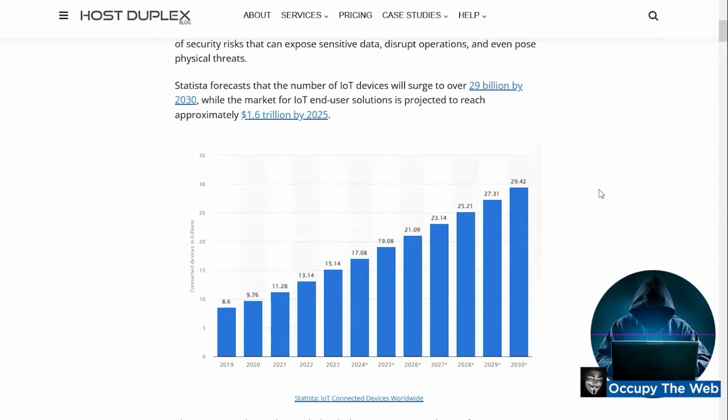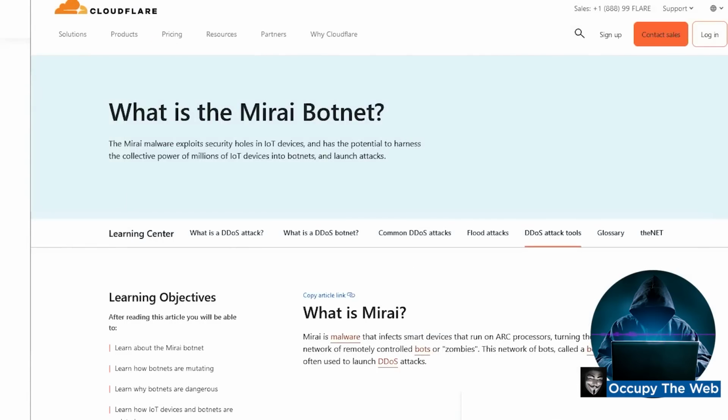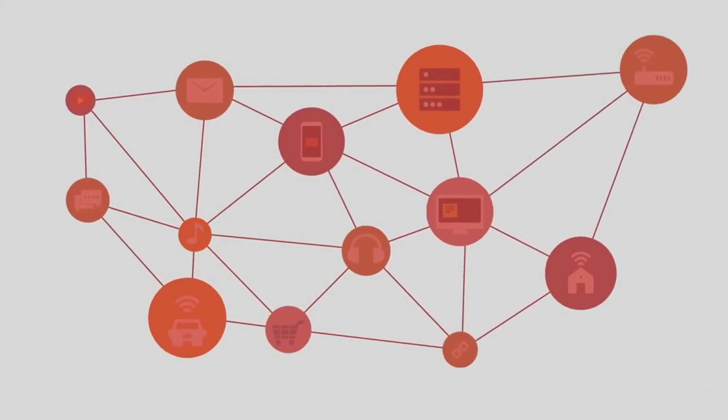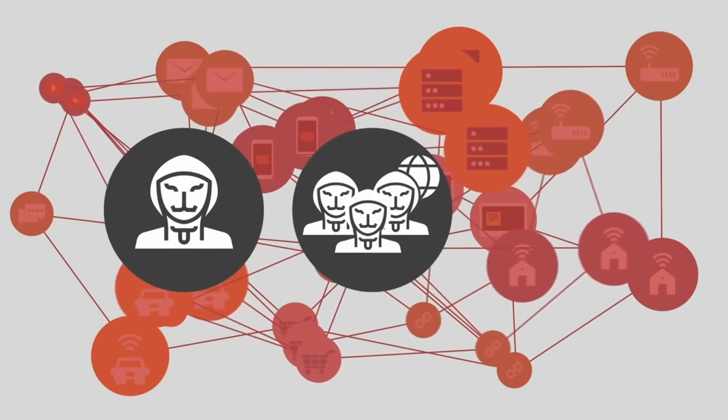And we've had examples in history. You probably remember the Mirai Botnet, right? Let's talk about that before we go any further. Let me bring up a quick article on the Mirai Botnet, and we can discuss that. Those of you who have been around the industry a while know about this attack. It's nothing new, but for those of you who are new and still learning, this was a devastating attack. Mirai is a malware that infects smart devices that run on ARC processors, turning them into a network of remotely controlled bots or zombies. This network of bots is called a botnet.